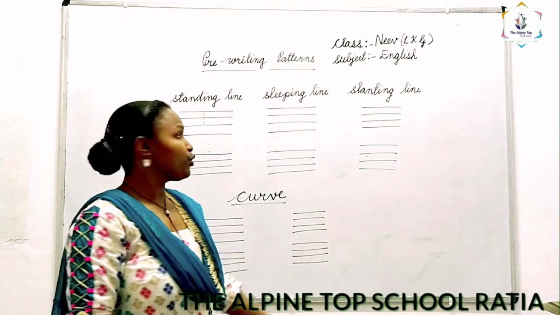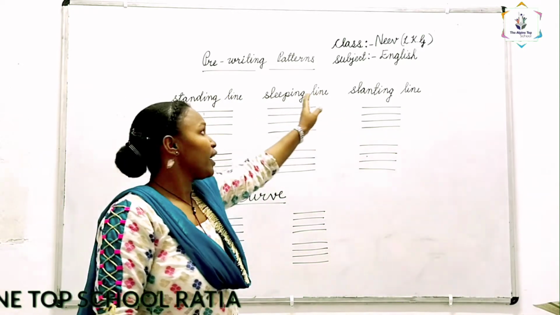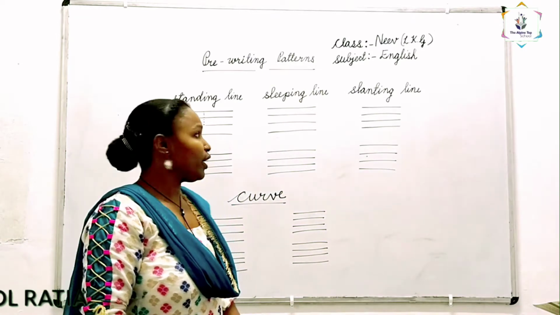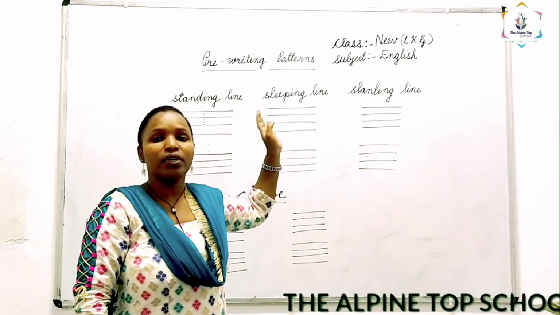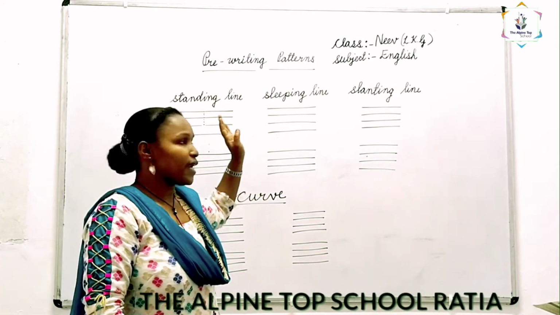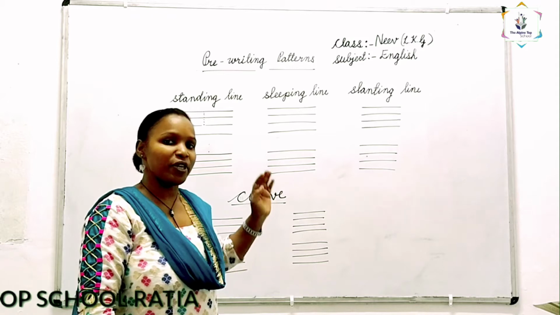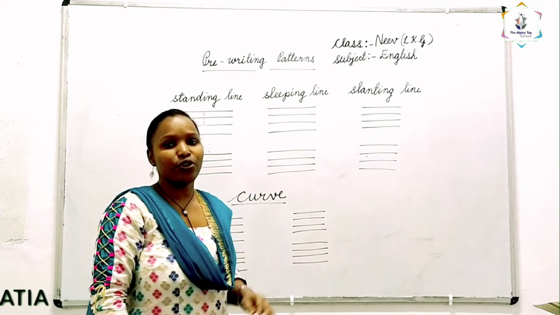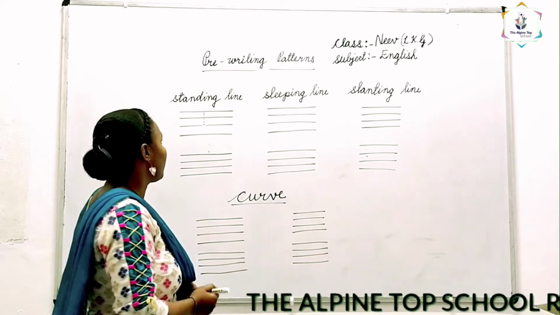Today I'm going to teach you about the pre-writing pattern for LKG English. Pre-writing pattern means we are going to learn some curve lines, standing lines, and slant lines. These all we learn in the nursery class and first class, and again we are going to learn and revise them once again.